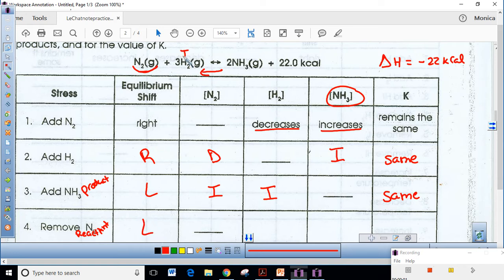What's going to happen to this guy? Well, it's going to increase. What's going to happen to this guy? Well, it's going to decrease. What's going to happen to the K? This is not temperature change, so it's going to stay the same. Okay, this is not hard. All right, so let's look at the next one.